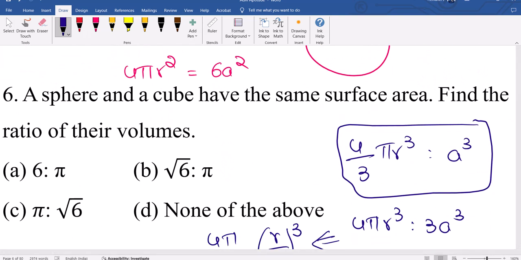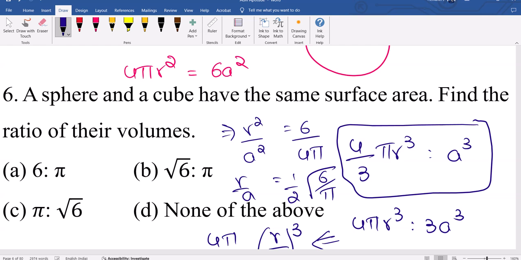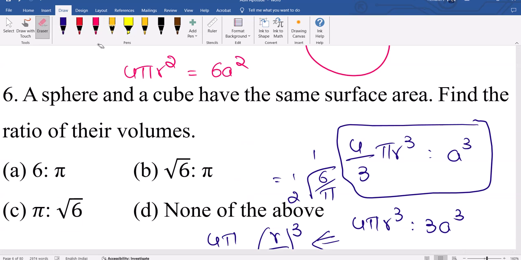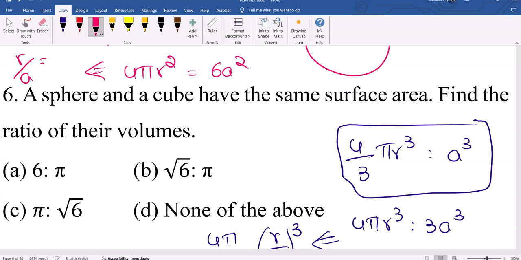Now here we can find r square divided by a square is 6 by 4 pi. 4 pi r square is 6a square. From that you can just calculate the r by a value. You modify it, and finally r by a is 6 in the numerator, and pi in the denominator. Sorry, r by a is root 6 divided by 2 root pi.